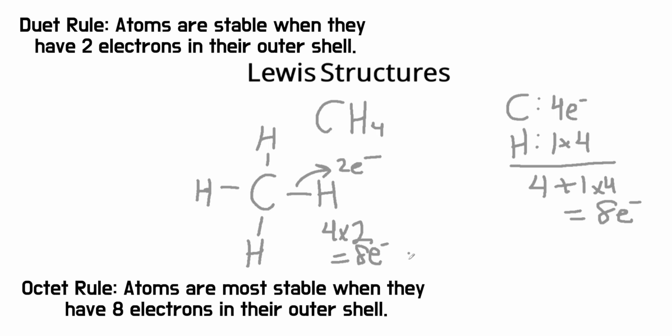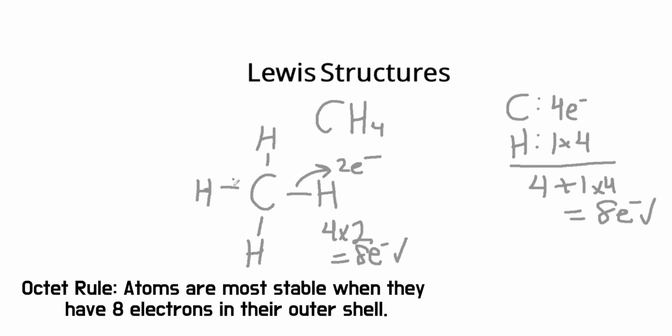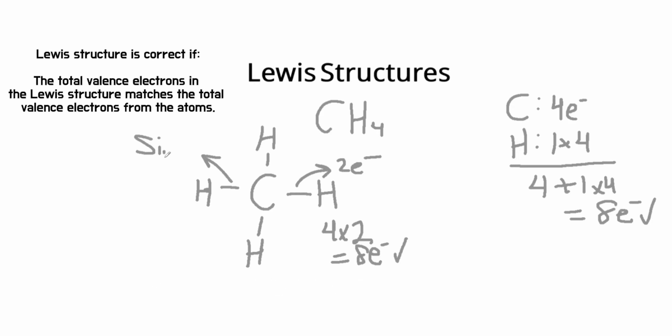Hydrogen follows the duet rule, meaning it only needs 2 electrons, while carbon follows the octet rule and has 8 electrons around it. Since we've used all 8 valence electrons, and every atom has the correct number of electrons, this is the correct Lewis structure for CH4.